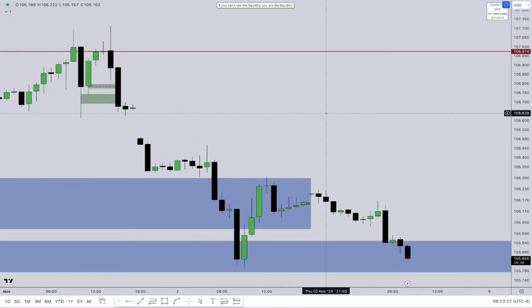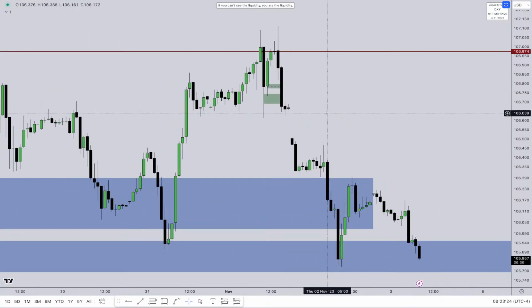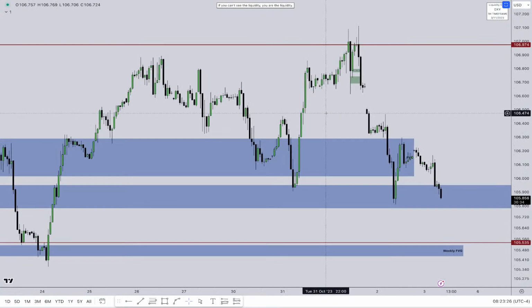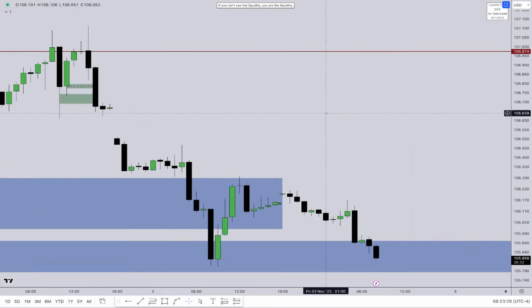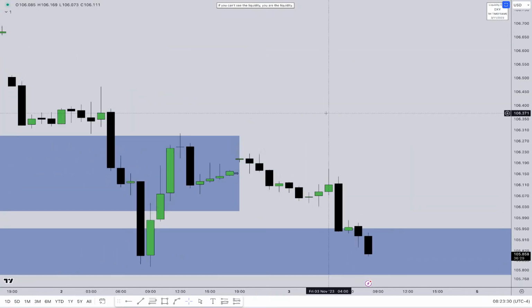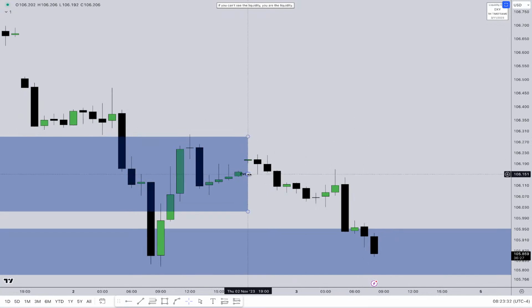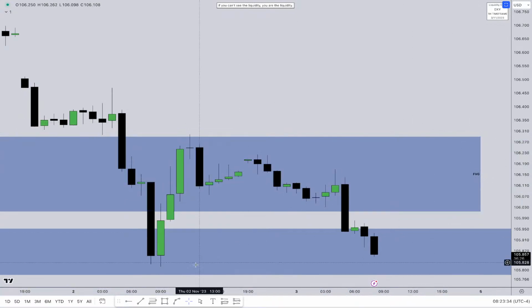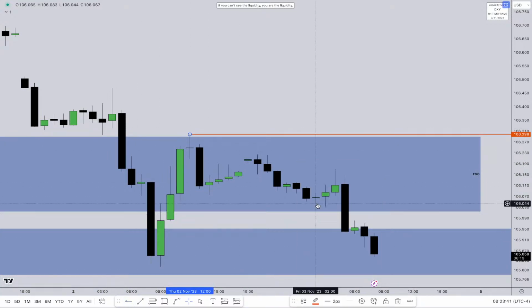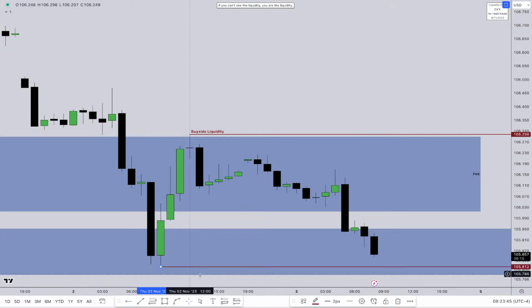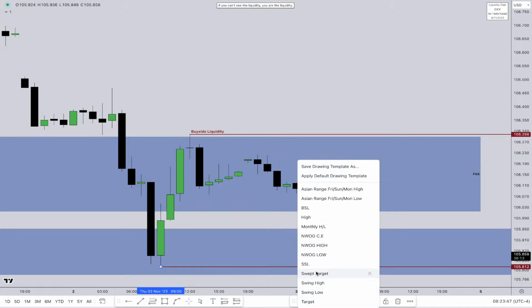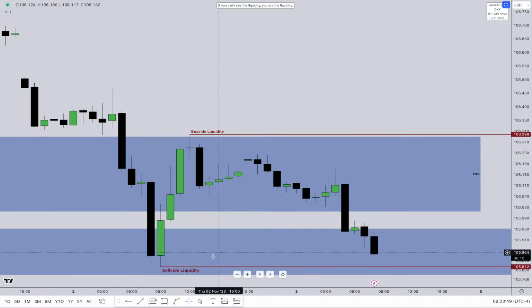Dropping down to the hourly chart. We have this high. We have this low. You can see price is closer to the sell side liquidity when compared to the buy side liquidity.